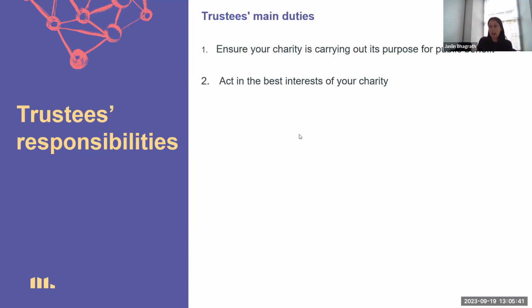Another duty is to make sure that we are acting in the best interests of the charity. The overriding duty of a trustee is to act in the best interests of the charity. There are times where there might be conflicts between the charity and the trustee's own personal or business interests. But underlying it, it is very important that the trustees put the interests of the charity first. And that means you have to make balanced and informed decisions for both the long and the short term.